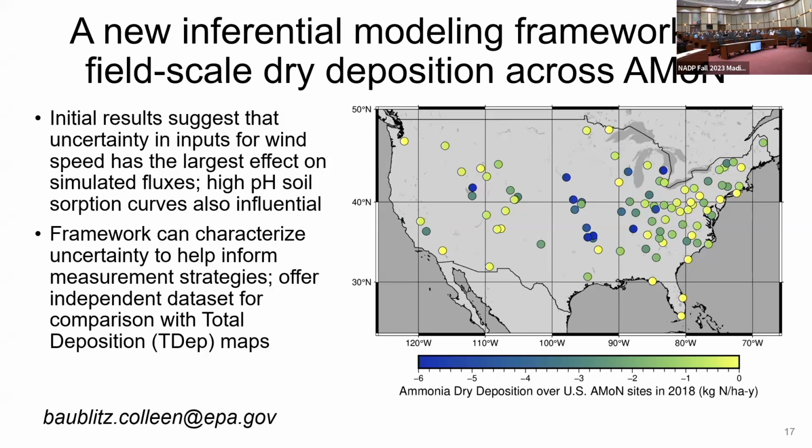Nice talk. I like this. It's good to see this advancing and seeing these kind of national assessments. When you compare this with the TDEP maps and you get a sense of where the alignment is, do you think you can use that to help identify future priority sites for AMON, like where conditions are necessary for the most important measurement areas?